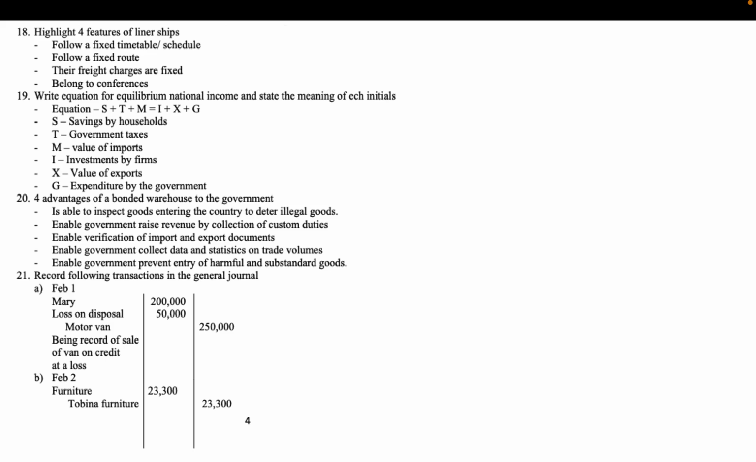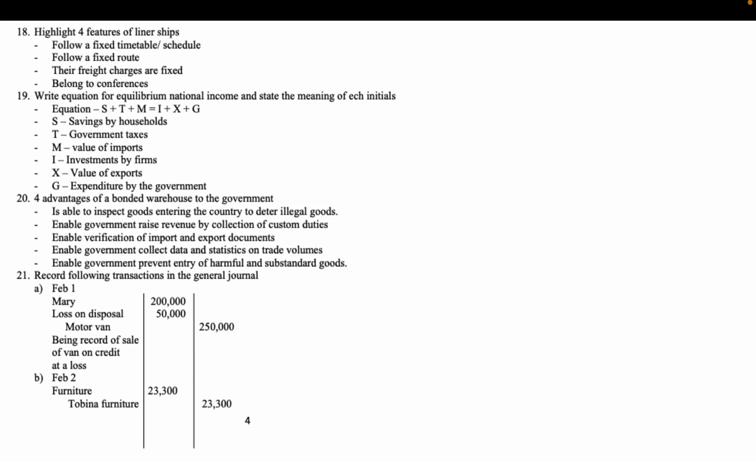Belong to conferences. Write equation for equilibrium national income and state the meaning of the initials. Equation: S plus T plus M equals I plus X plus G. S, savings by households. T, government taxes. M, value of imports. I, investments by firms. X, value of exports. G, expenditure by the government.